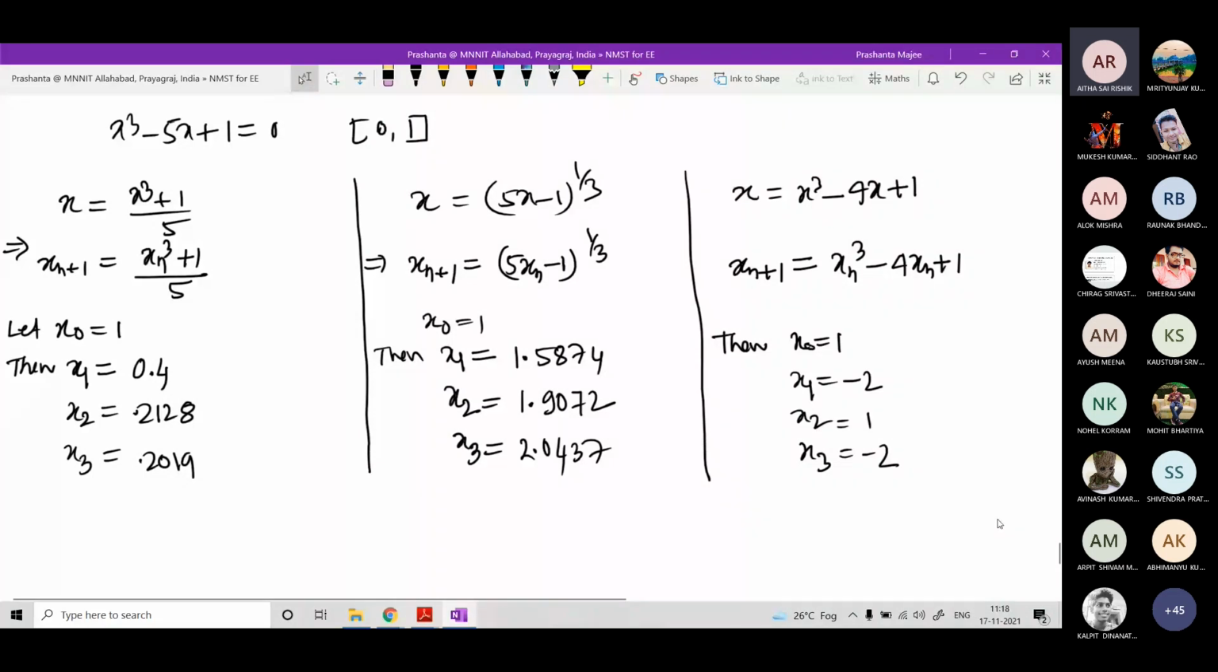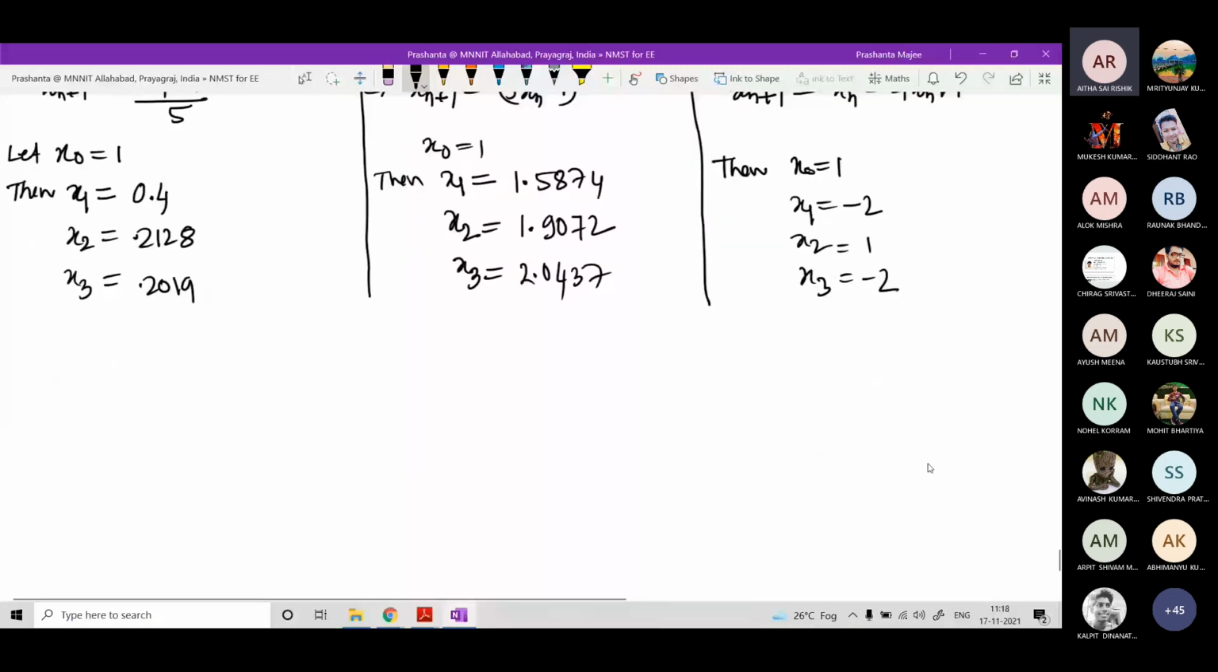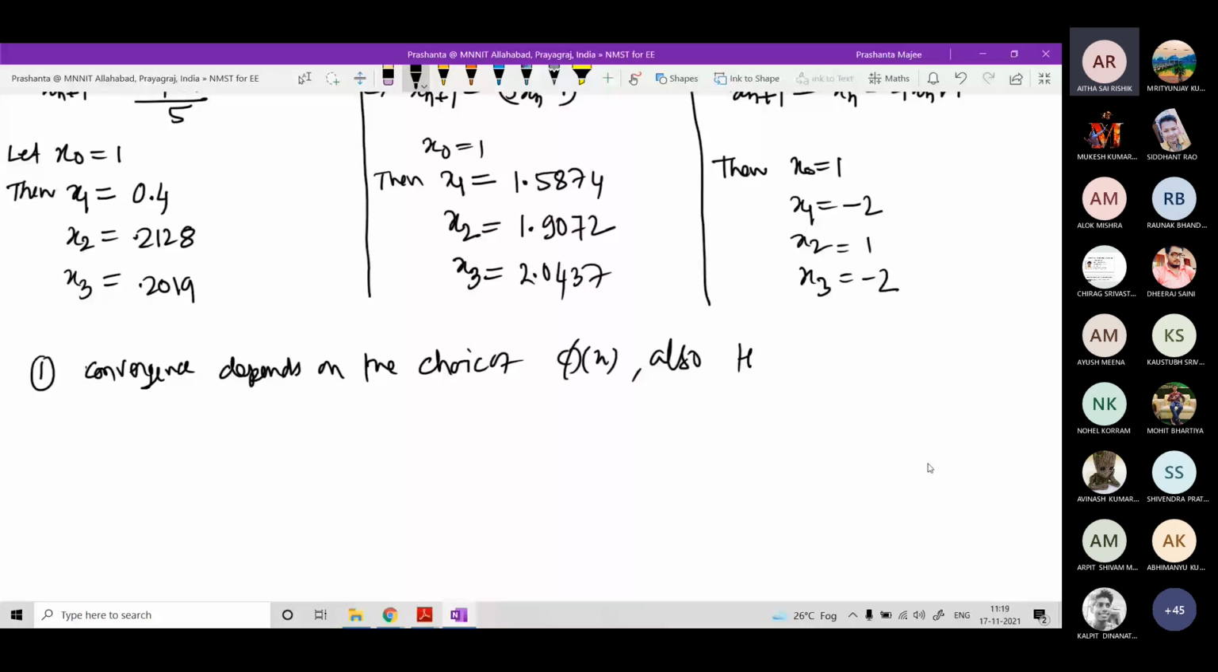Okay. So the answer to the first question is, it depends on how you are choosing the phi function. It depends on the choice of phi of x and also the initial point x naught.